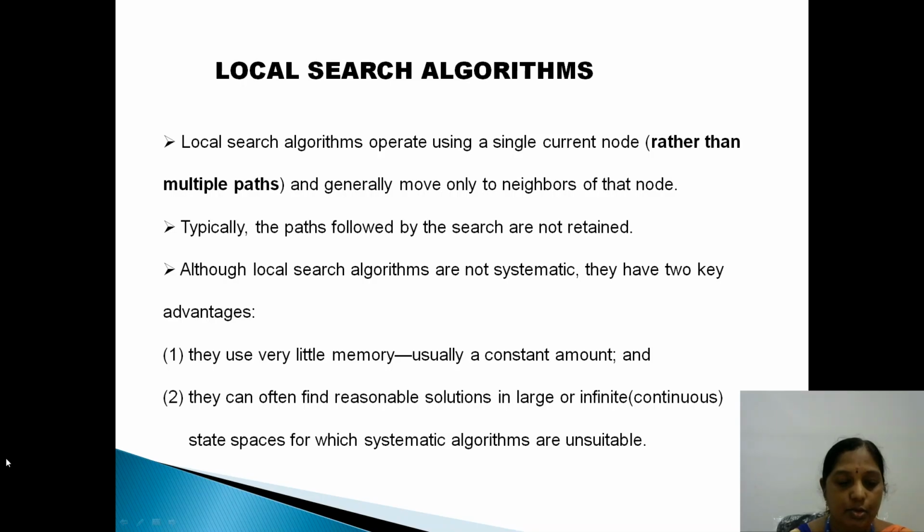There are mainly two advantages for the local search algorithm. The first advantage is that they use very little memory. Why can we say that? Here we are not remembering all the states that are available. We are concentrating only on the current state and the neighboring states, not all the paths available. So we do not need to remember all the states, and we use very little memory.